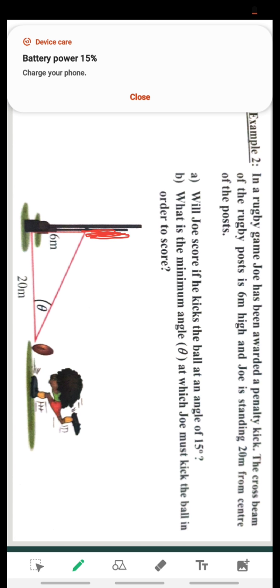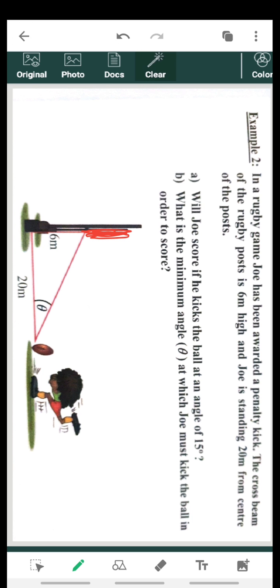Okay, this is where the ball needs to go in. Very, very important. The only time he can score is if he gets a height bigger than 6 meters. Therefore, the ball will go in. All right. Now, having said that, will Joe score?